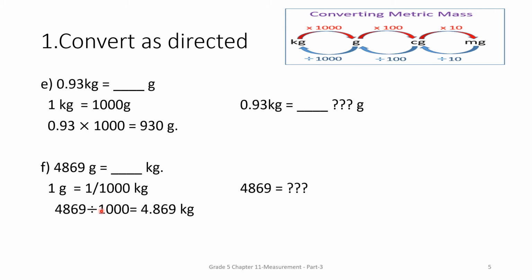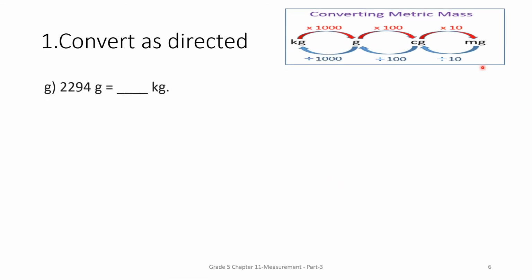Let's count number of zeros over here. So here we have 3 zeros, and since it is a division, so we have to put decimal point to its left by 3 digits. Okay, so we'll start from 9 and we'll count 3 digits. Okay, 1, 2 and 3. So we'll put decimal point between 4 and 8. So our answer will be 4.869 kgs. Okay, that is 4869 gram is equal to 4.869 kgs. That is 4 kgs and 869 grams. Okay, scholars. Now we will solve few more sums of question number 1.